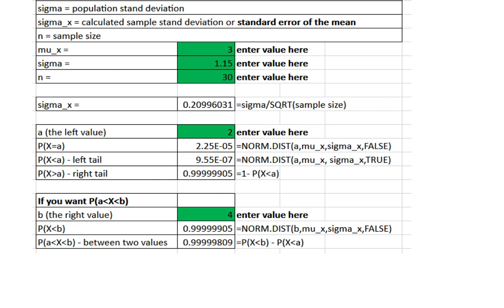If I'm sandwiched between two, then I'm going to enter some fourth value here, my B value. Again, this has to be bigger than this value. And this should say true, not false, because I am doing a cumulative, not an equal. So for the norm.dist, I grab my cell with B, my mu sub x, the cell that is the calculated standard deviation or sigma sub x, and type in true. This will give me to the left. If I want between the two values, I will take the one I just calculated and subtract off the lower one.